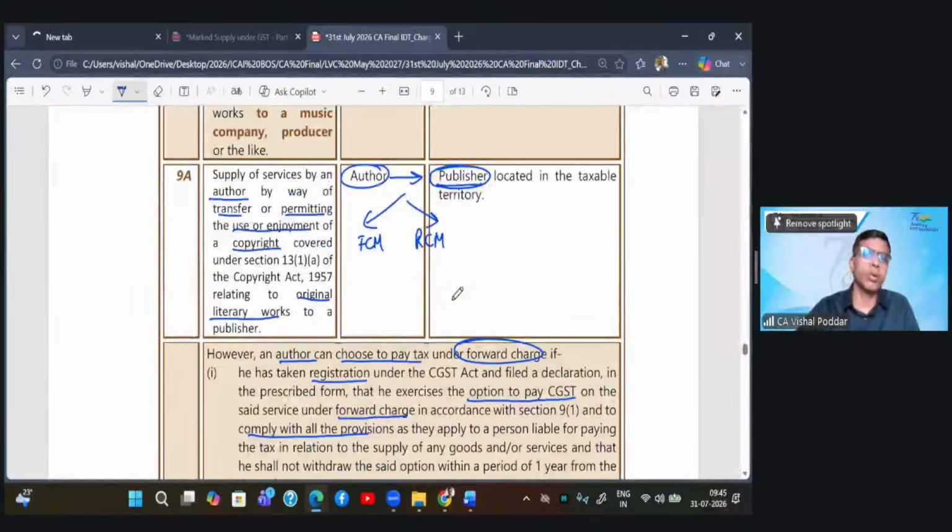So again, in case of an author's service, which is the copyright given to the publisher for any book, there is an option given to the author. The author may opt for FCM by satisfying the conditions. If not, it will be under RCM. Correct? Clear?